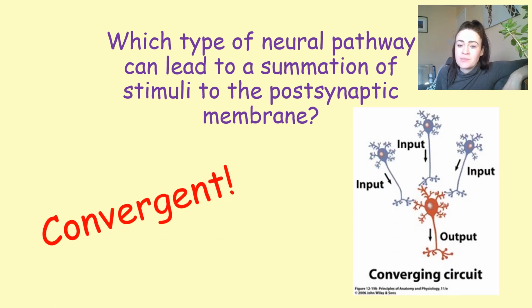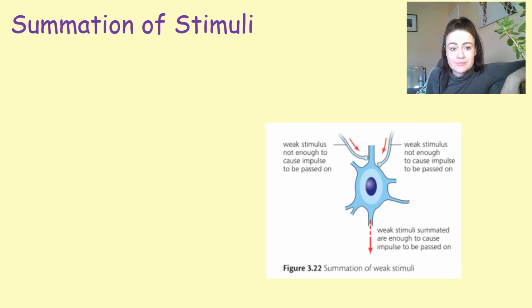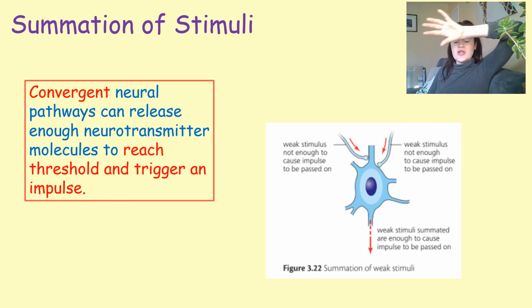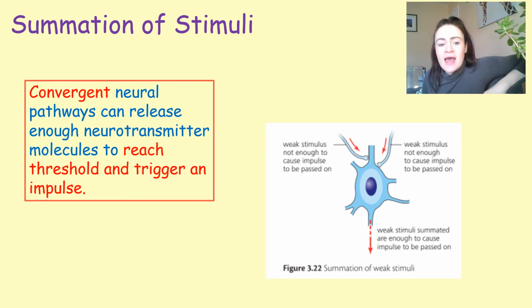or the convergent neural pathway. So remember, you have your one neuron here, and it's receiving inputs from more than one other neuron. That is basically what we're doing: adding this input to this input to this input, and then it's going to trigger a response in the final neuron. So that is the summation. We're bringing it all together. So our convergent neural pathways release enough neurotransmitters to reach the threshold. Between the initial neurons, we're releasing enough transmitters to trigger the impulse.